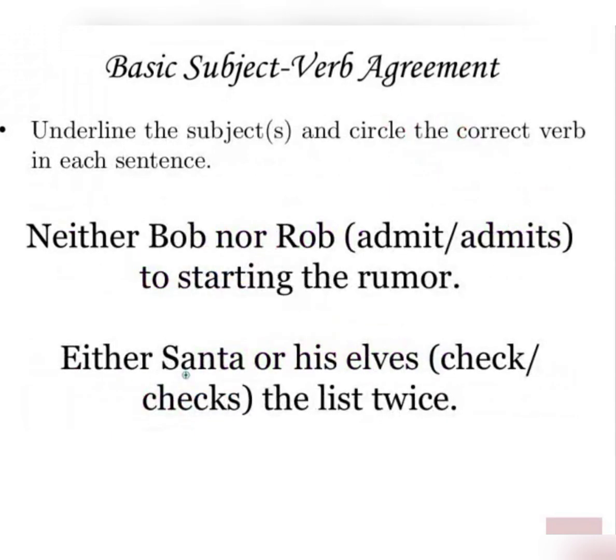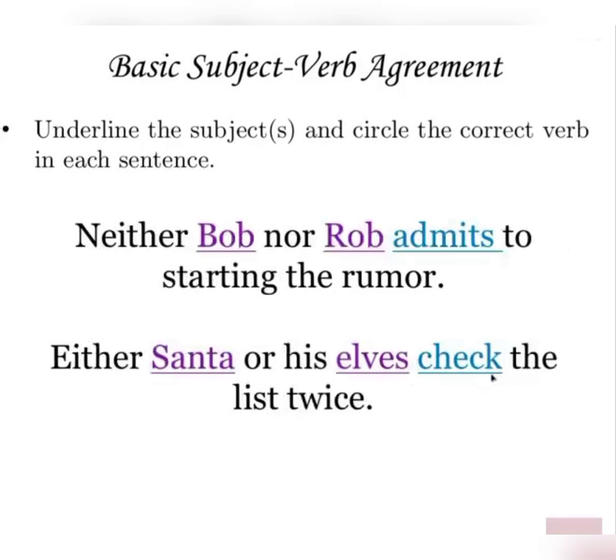All right. Underline the subject in each of these sentences and circle the correct verb to complete each. Neither Bob nor Rob admit or admits to starting the rumor. Either Santa or his elves check or checks the list twice. Take a good look, pause the video if you need to.